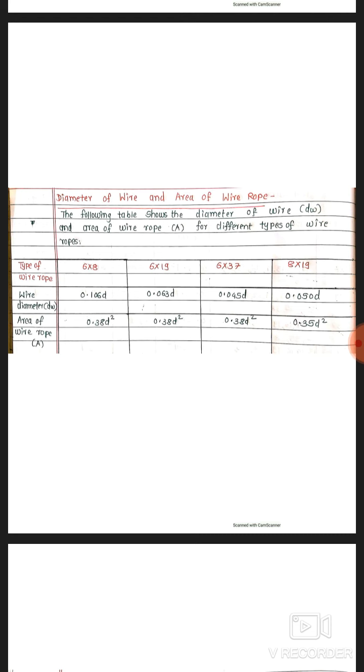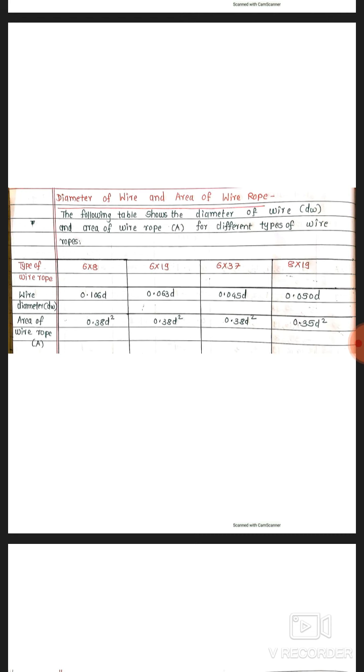For the 6 by 8 wire rope, the wire diameter dw is 0.106 d. For 6 by 19, dw is equal to 0.063 d. For 6 by 37, dw is equal to 0.045 d. For 8 by 19, dw is equal to 0.050 d. So this becomes the wire diameter dw.